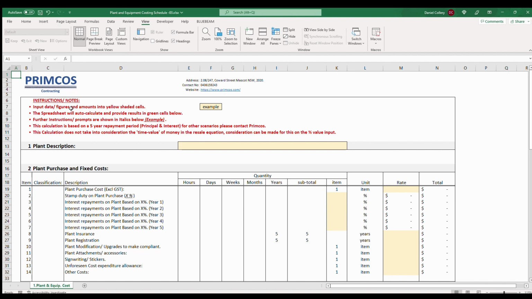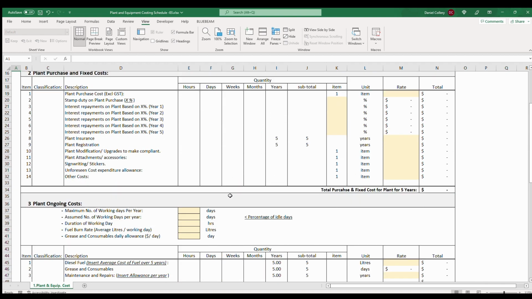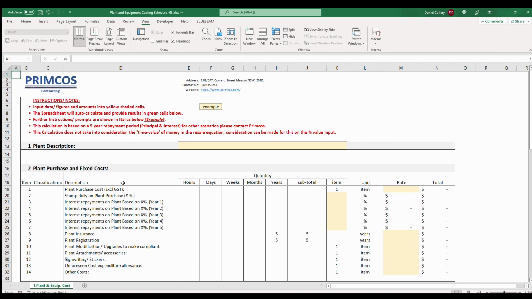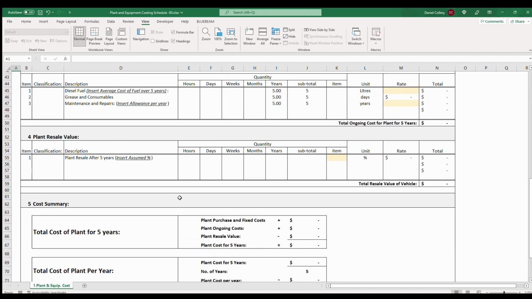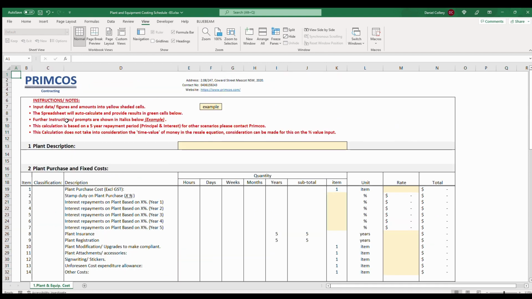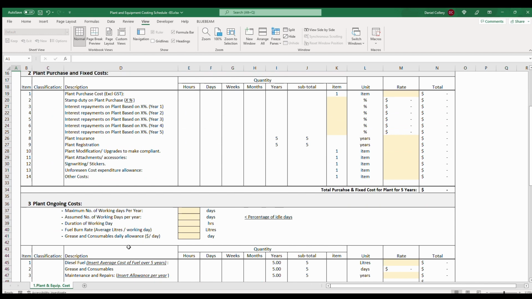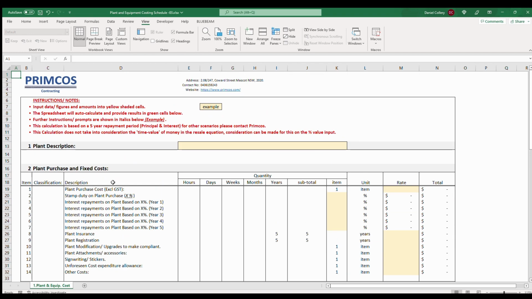Input data, figures and amounts into the yellow shaded cells. So that's these cells here as we go down through the spreadsheet. Everything else is locked and will calculate itself. So the spreadsheet will auto calculate and provide results in green cells below. So that's these cells at the bottom of the page. Further instruction prompts are shown in italics along the way. So that's the likes of these items here in italics.